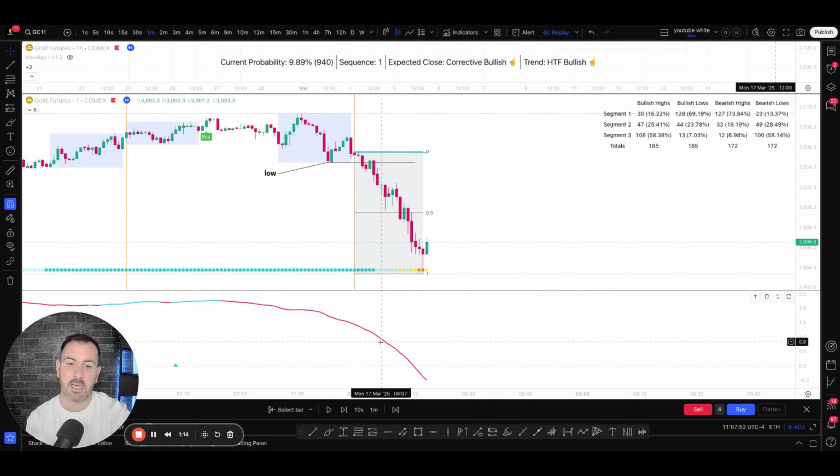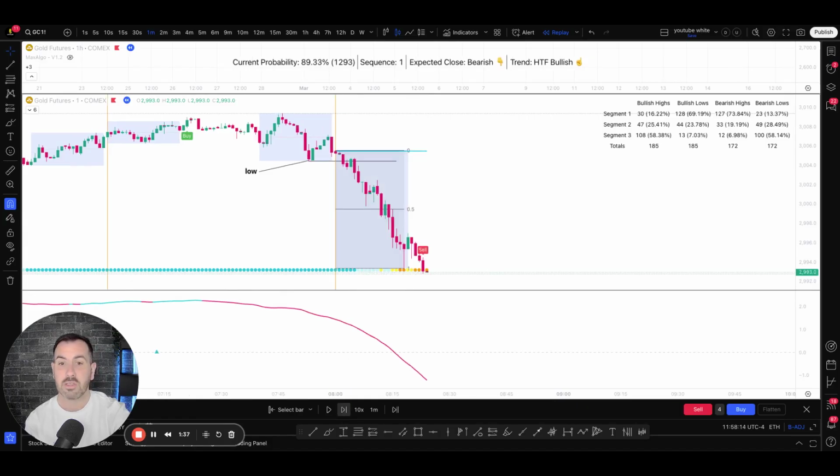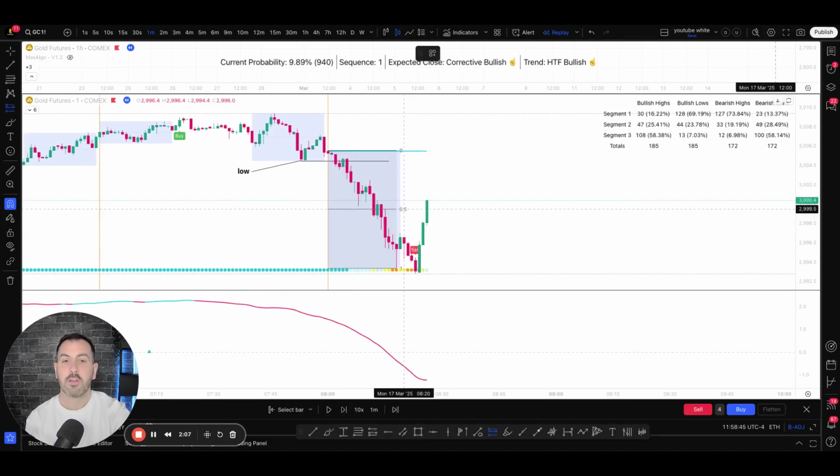Dynamic TP and SL is red and pointing downwards. We're then looking for a retracement back to the 50% mark. So let's just have a look. We've had a sell signal as well. You'll see that price has now retraced to the 50% mark.